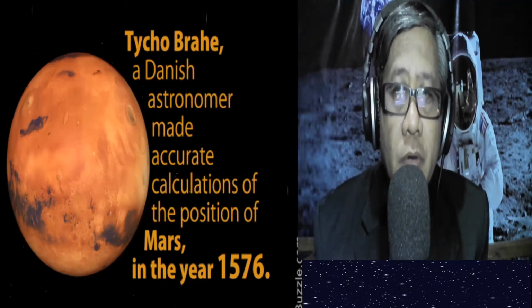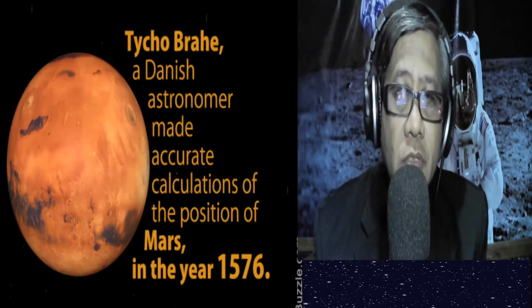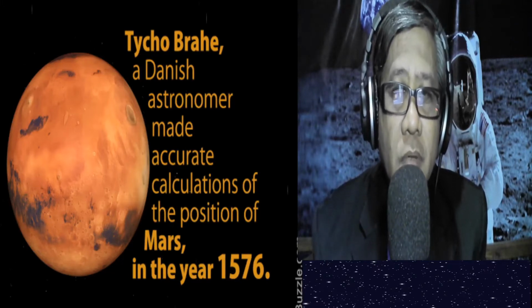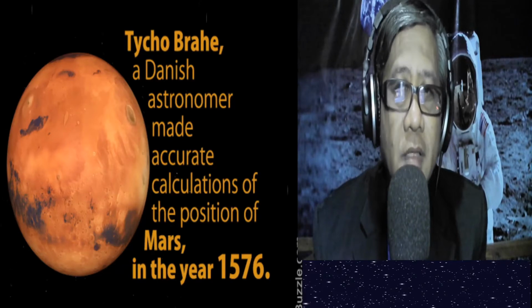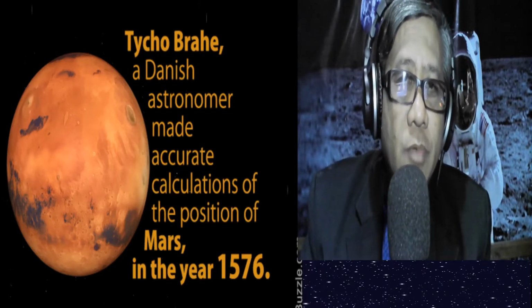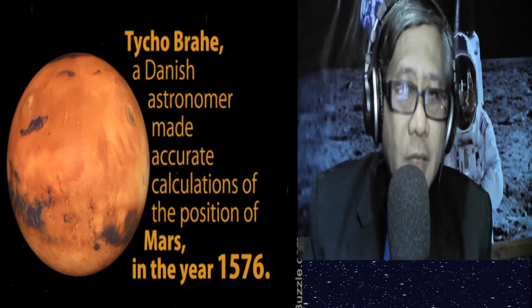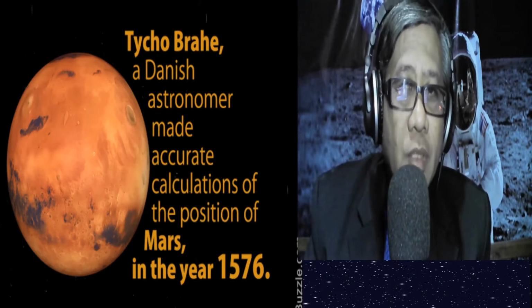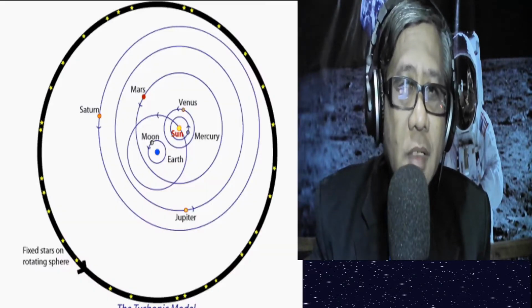And Tycho Brahe made calculations of the position of Mars in 1576. Fascinating, isn't it? Now, what's interesting about Tycho Brahe was that he also came up with his model of the solar system.